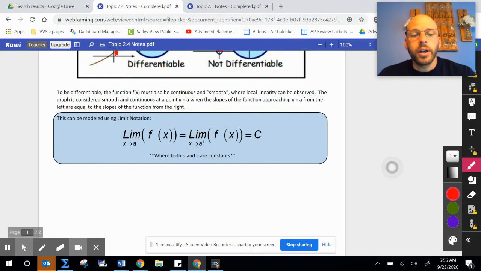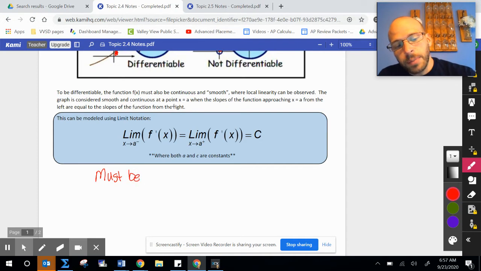Okay. Now, we have two criteria for a derivative to exist at a point. Okay. The first one is it must be continuous. So that's what we were just talking about. So your function must be continuous at, let's say, x equals a.